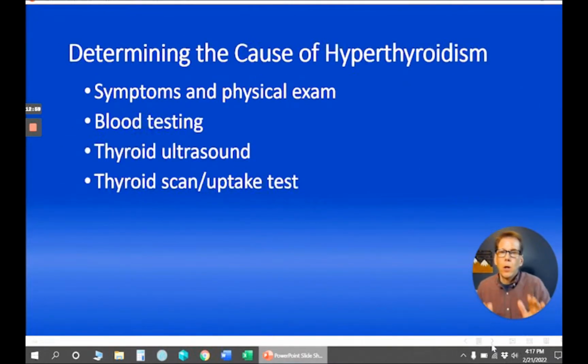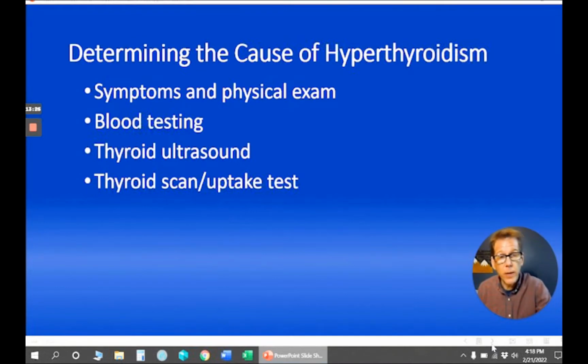Okay, determining the cause of hyperthyroidism. In general, there's going to be symptoms and physical exam, and if the thyroid gland is tender, that might suggest thyroiditis. If it has lumps in it, that might suggest nodules. Often people with Graves' disease may have changes in their eyes that are visible, or the thyroid just may be diffusely enlarged, kind of swollen, what we call a goiter. Obviously, we can do blood testing.